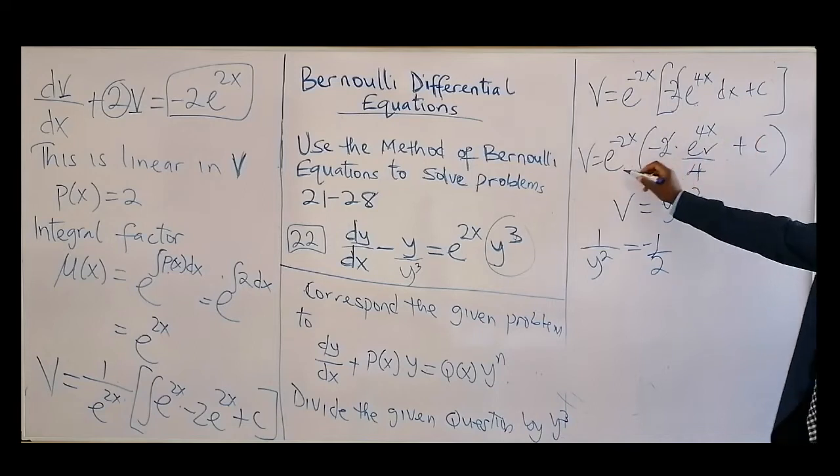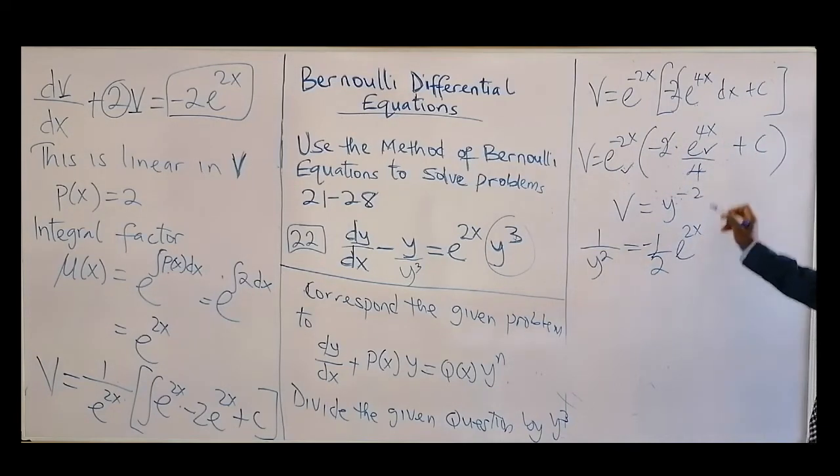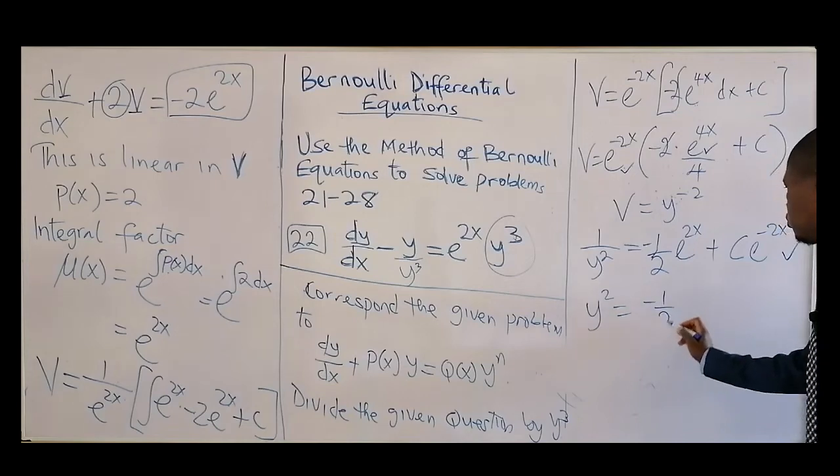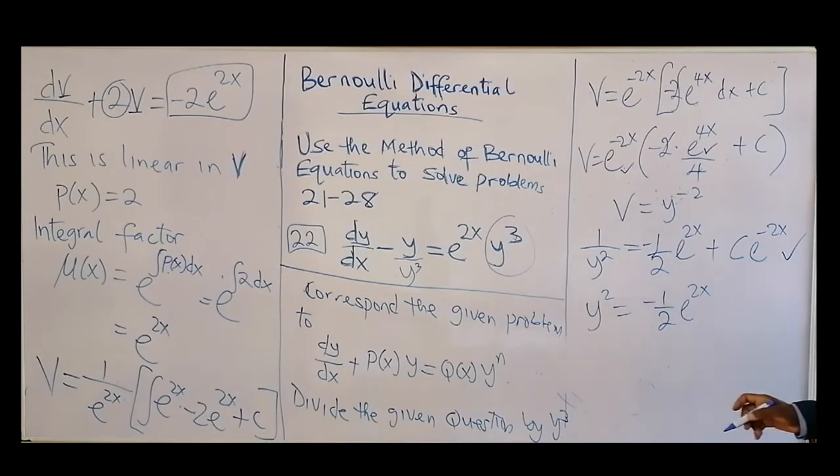Combine the exponentials together. That will give you e^2x, since 4x minus 2x is 2x. Okay? e to the power 2x, then plus c e^minus 2x. Okay? Can we take the inverse of both sides if you want to? You can leave it this way, but let's finish it up. Take the inverse of both sides. So we have y squared equal to 1 over the bracket of minus 1 over 2 e^2x plus c e^minus 2x.